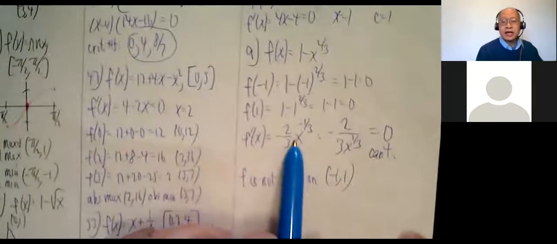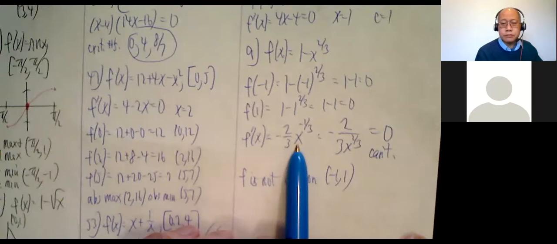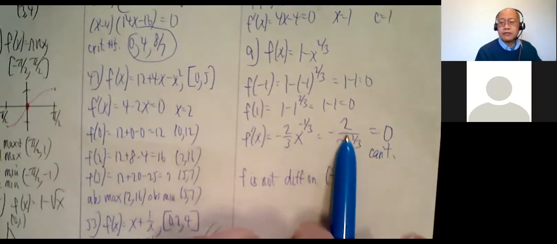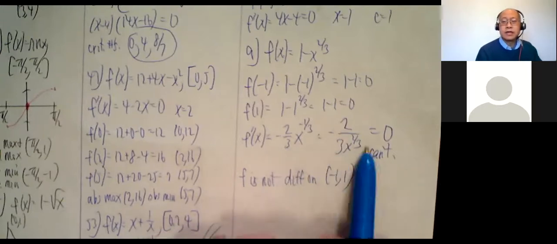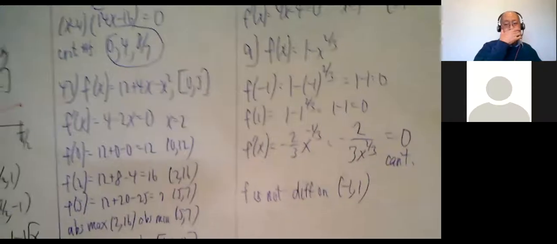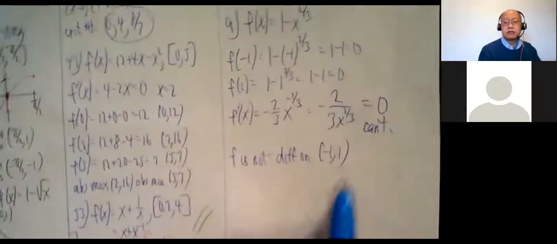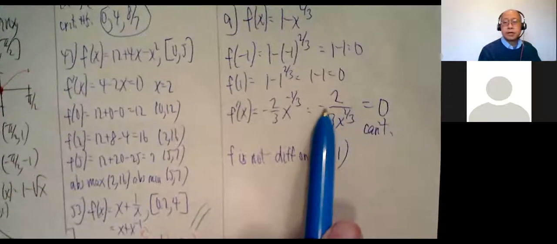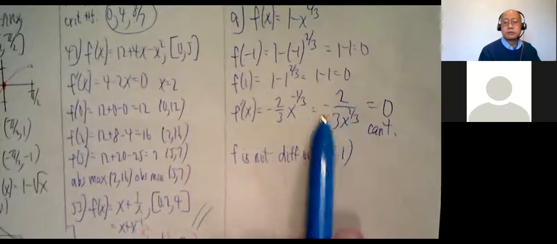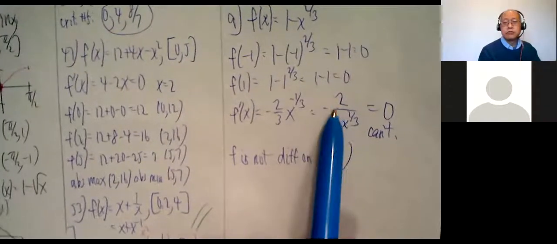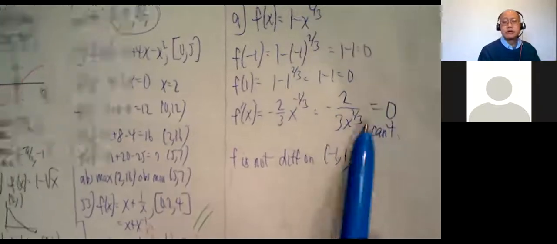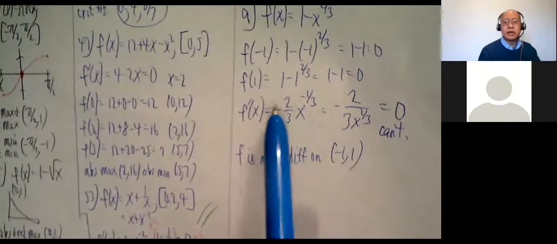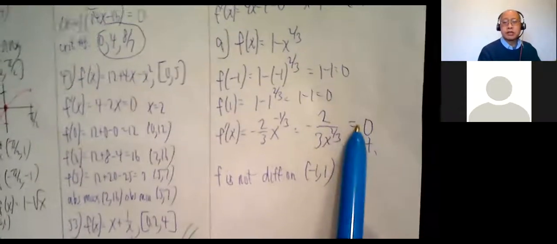-2/3 x to the -1/3, which I can write as -2/3 over x to the 1/3. Set that equal to 0. That cannot equal 0. When is a fraction equal to 0? When the numerator is 0, but it can't be, it's already -2. So there is no c between a and b, -1 and 1, such that the derivative is 0.